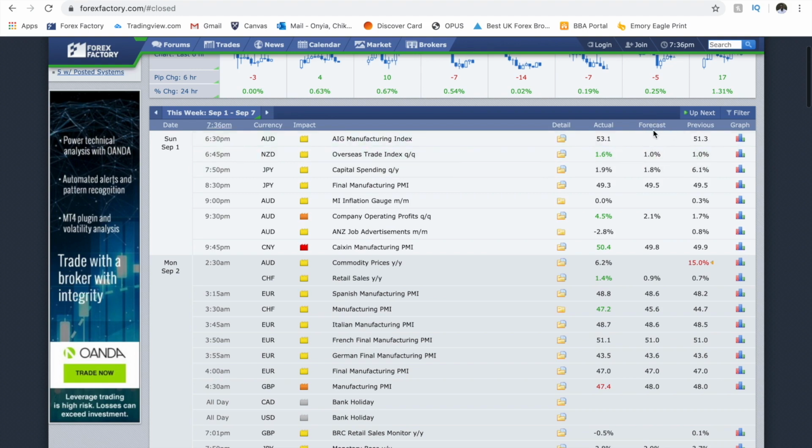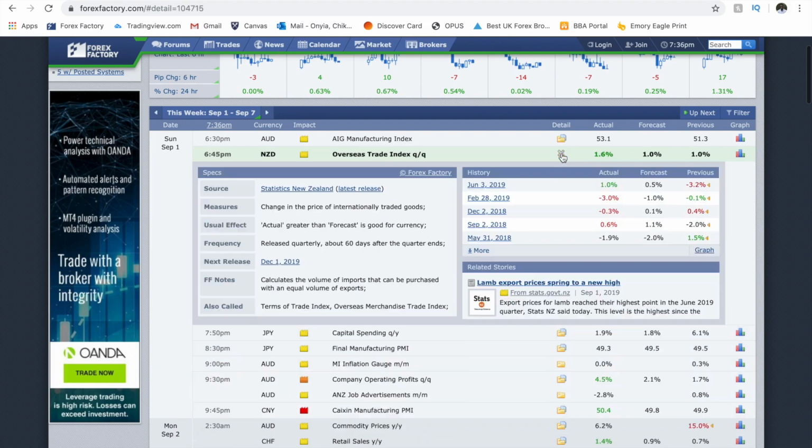Now the forecast is what traders or speculators expect it to be. They expect it to be 1%. And actual is what it actually was when it was released at 6:45 p.m. on Sunday. The reason it's in green is because this is positive, but that doesn't just mean that because this number was bigger than the forecast or the previous it's a good thing. Sometimes it's a bad thing. You have to read it and see the usual effect: if the actual percentage is greater than the forecast, it's good for the currency.